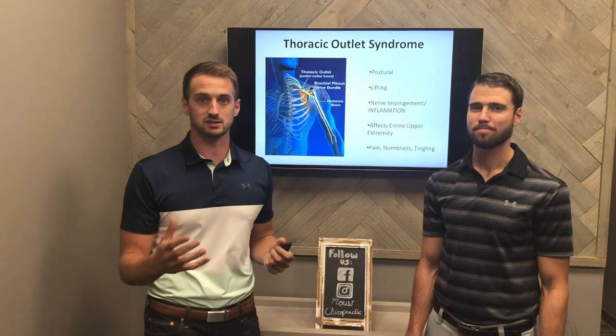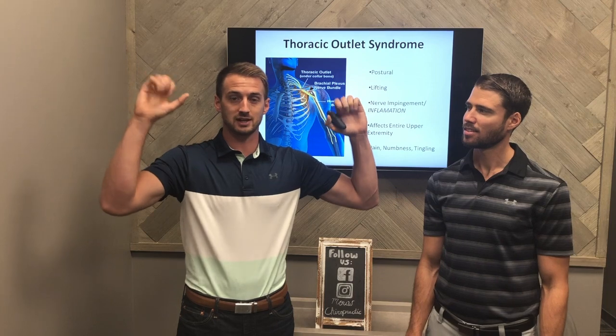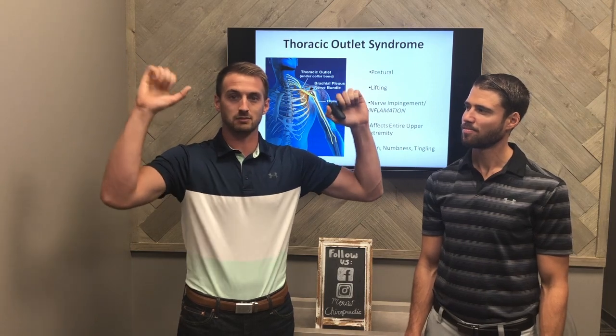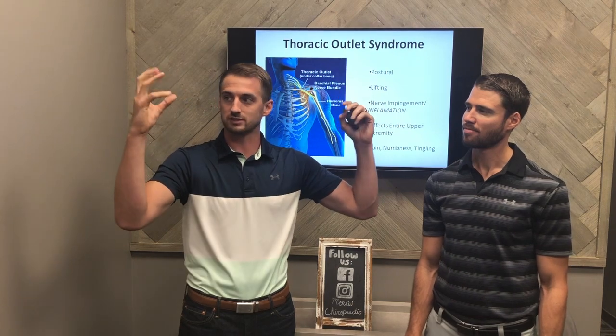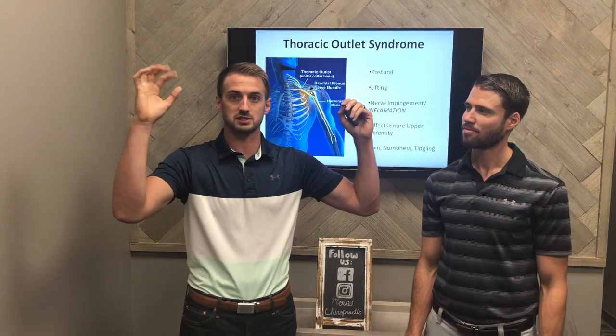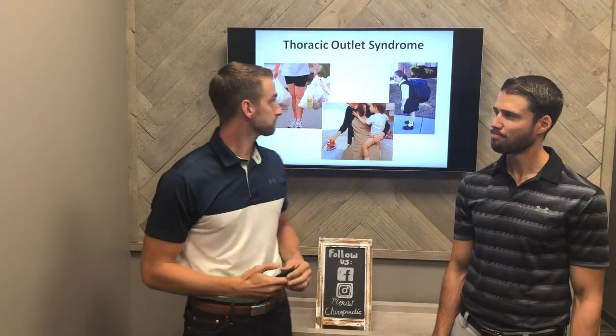If you want to test this, a good way is to put your hands like this and just squeeze your hands. It's called the Roos test. If you do this and after about 20 to 30 seconds you start to notice numbness or tingling into your hands, that's indicative of thoracic outlet syndrome.